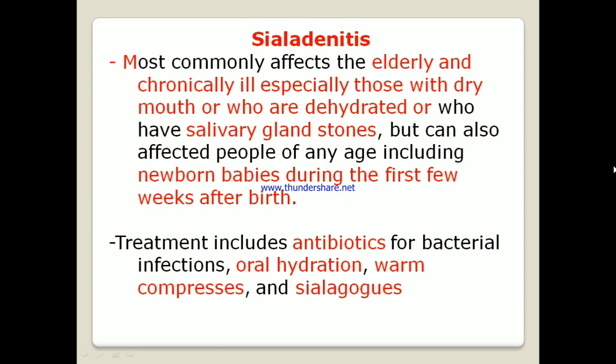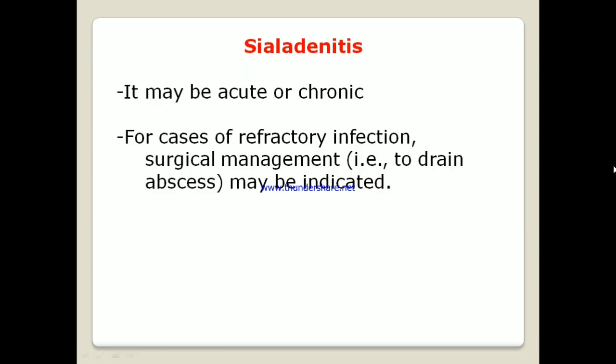Sialadenitis most commonly affects the elderly and chronically ill, especially those with dry mouth or who are dehydrated or who have salivary gland stones, but can also affect people of any age including newborn babies during the first few weeks after birth. Treatment includes antibiotics for bacterial infections, oral hydration, warm compresses, and sialagogues. It may be acute or chronic. For cases of refractory infection, surgical management, i.e., to drain abscess, may be indicated.